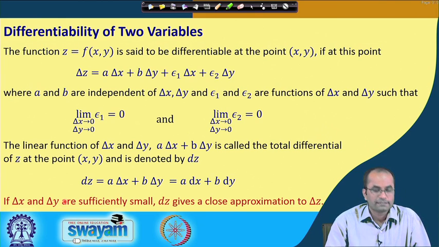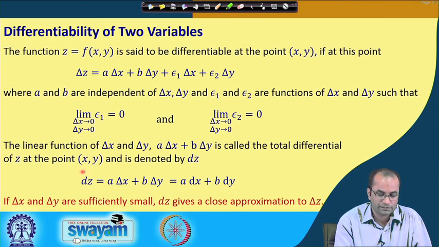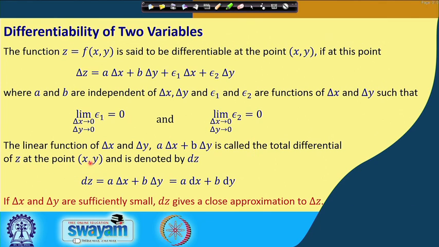So, if this delta x and delta y are small enough, then this dz, which is the differential of z at this point, will be a good approximation of the change in z, that is delta z, because this nonlinear term for small values of delta x and delta y will go to 0, and we will have a very good approximation by this linear term, at least in the neighborhood of the point x y.